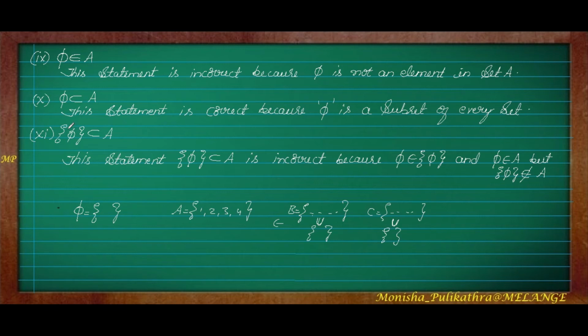And the last one is the null set with the bracket is a subset of A. So this statement is wrong. The null set is a subset of A, but this bracketed one is not a subset of A. Why? Because this null set always belongs to the null set bracket itself. It belongs wholly to that set.